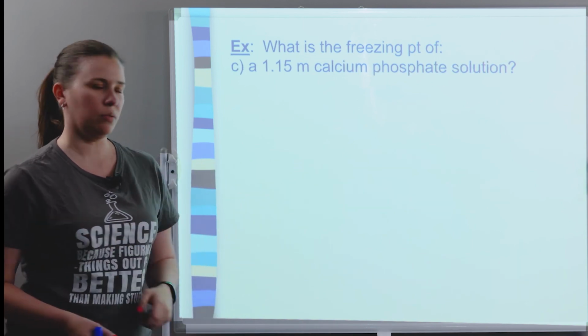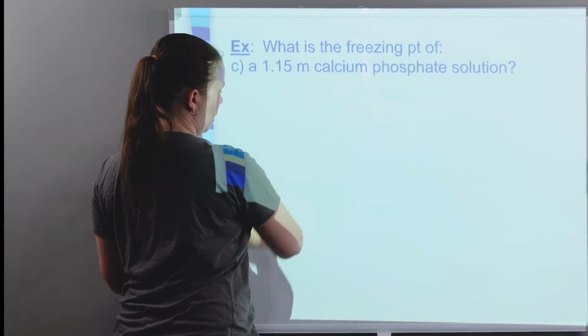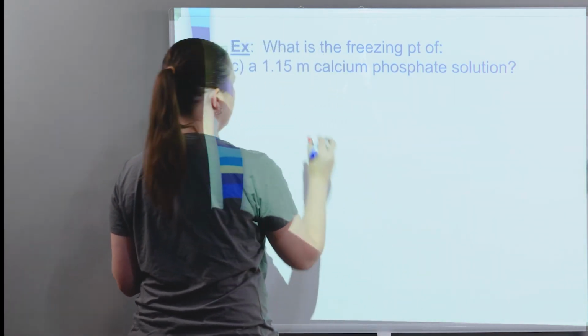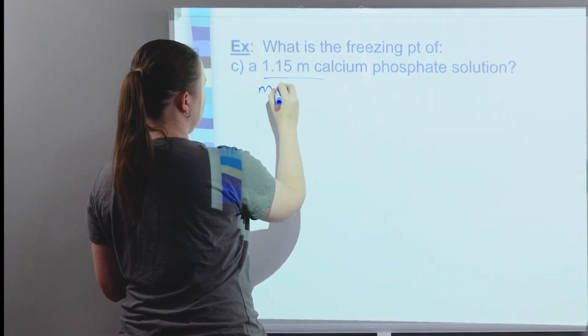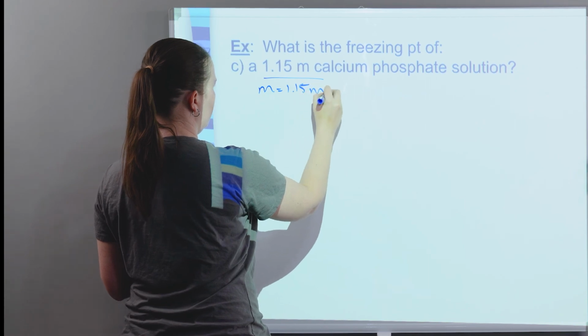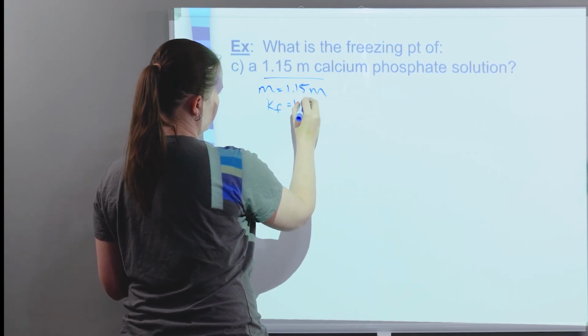Let's do one last one. Now I've got a polyatomic ion involved, our calcium phosphate. Again, I have the molality of 1.15 and the Kf of 1.86.